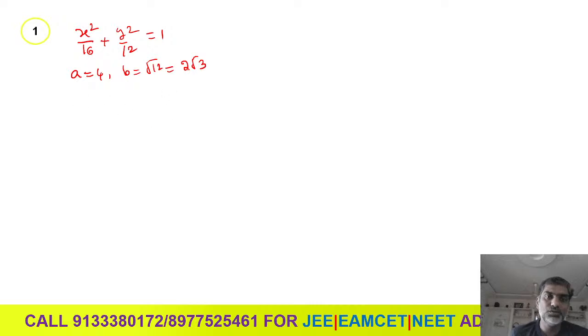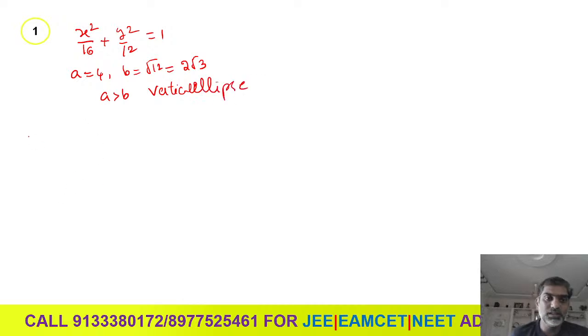Then what is the relation between 4 and 2 times square root of 3? So here clearly a is greater than b. Then what kind of ellipse is it? It is a vertical ellipse, right? It is a vertical ellipse.